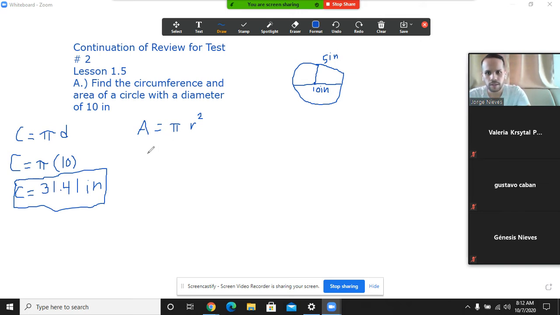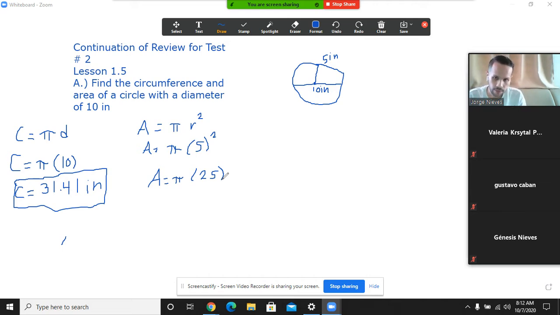So let's do the area then. Area is equal to pi, and we have the radius that is 5, and that is to the square. So 5 squared is 25, ¿verdad? It's the same as saying 5 times 5. So now we're gonna multiply 25 times pi. ¿Quién me dice cuánto da eso rapidito?